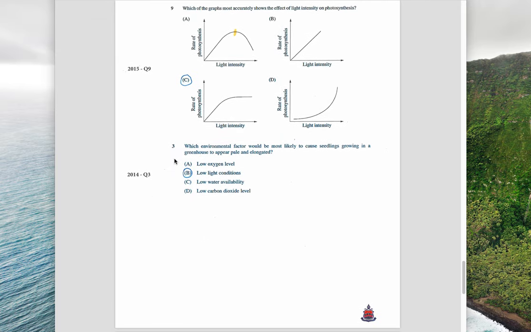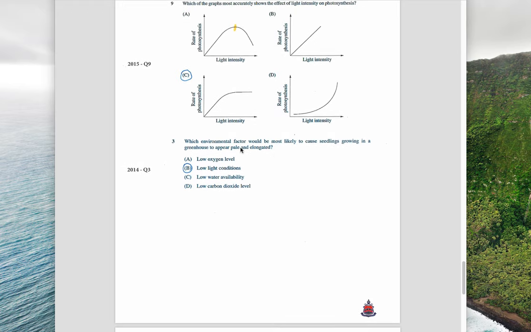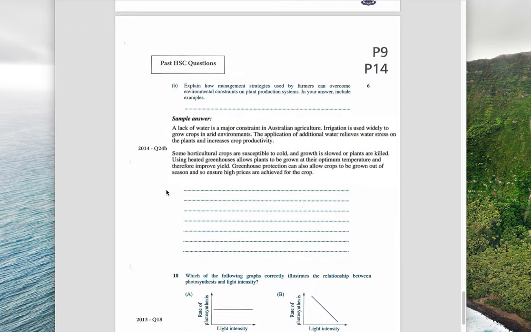Which environmental factor would be most likely to cause seedlings growing in a greenhouse to appear pale and elongated? Now, they're going to appear pale if they don't get enough sunlight because they're not photosynthesizing, and they're going to appear elongated because they're trying to reach out to find the sun, and they think they're probably underground under the soil, and they're trying to reach up to the surface. And so low light conditions is the answer to that one.